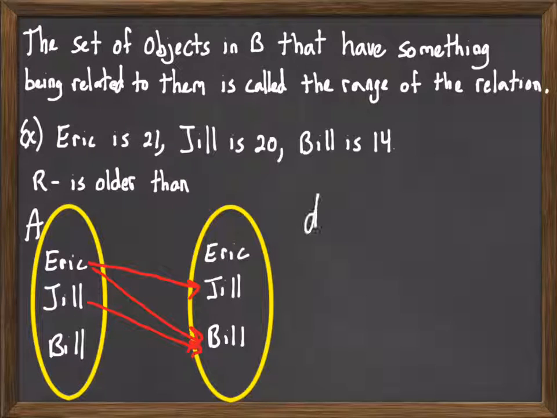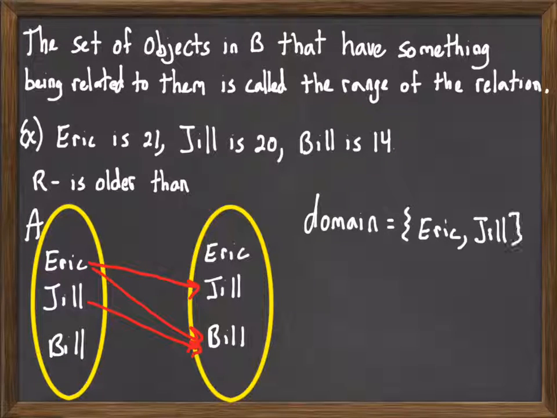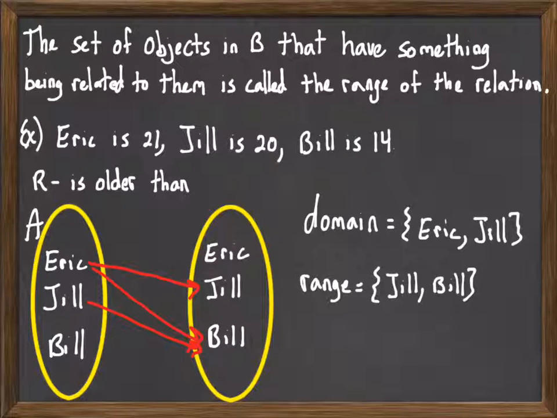And so, if we talked about our domain now, those things that actually get related to something, that would be Eric and Jill. Bill is not part of the domain because the relationship doesn't relate him to anyone. And likewise, the range, the set of things in the other set that have stuff being related to them, are Jill and Bill. Eric does not have anybody related to him because nobody is older than Eric. And so therefore Eric would not be in the range of our relation.